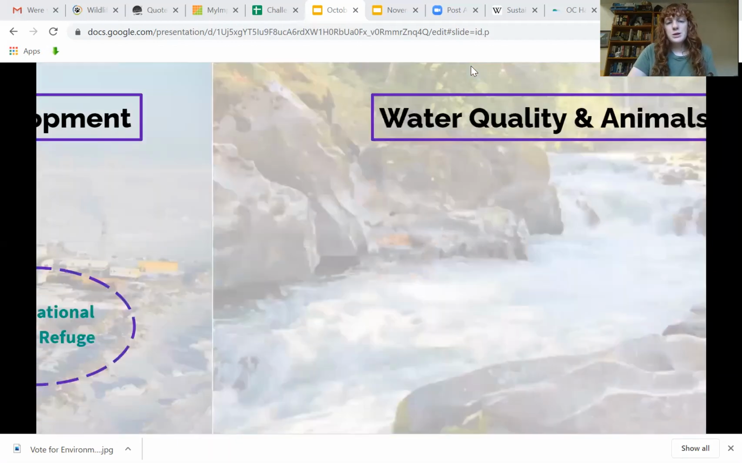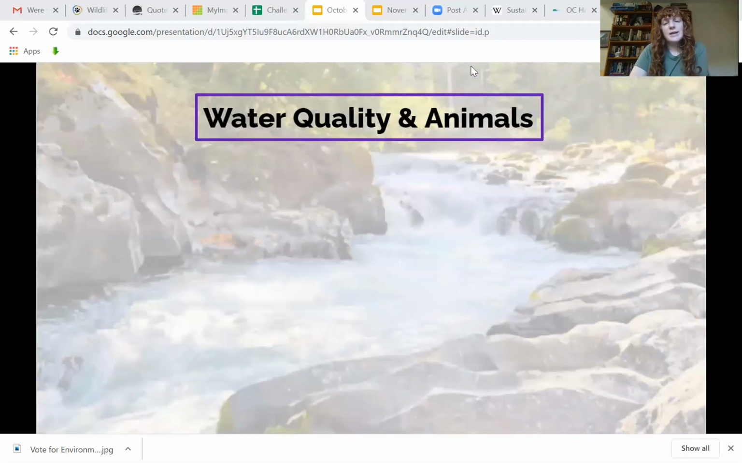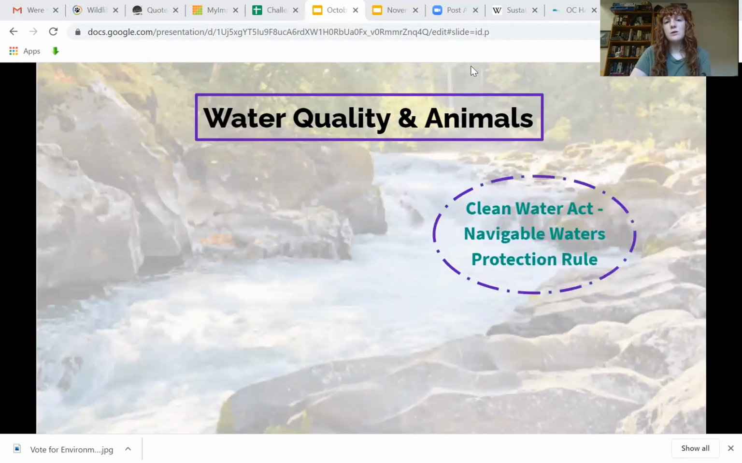The next segment we have is water quality and animals. So there have recently been changes to the Clean Water Act. In September of 2019, an Obama-era regulation called the Waters of the United States rule was repealed. And in June of this year, it was replaced with the Navigable Waters Protection Rule.